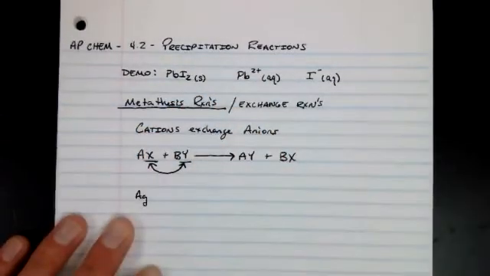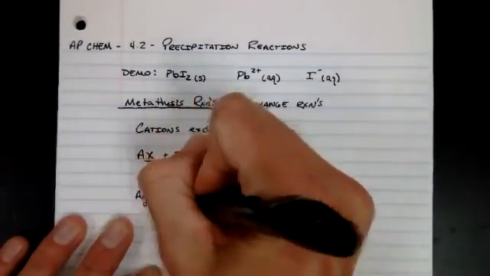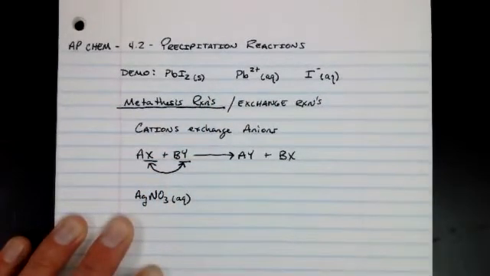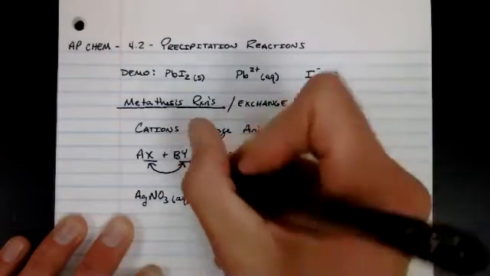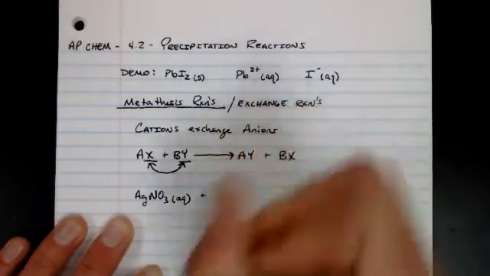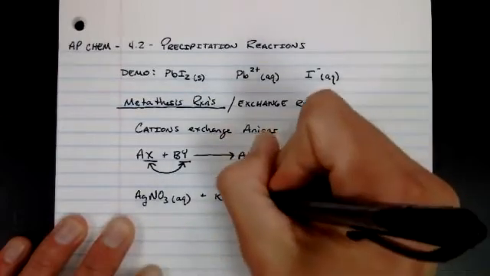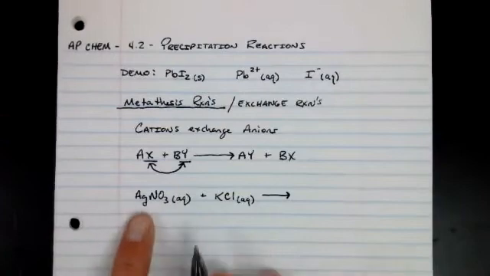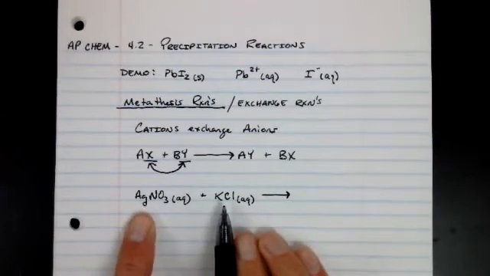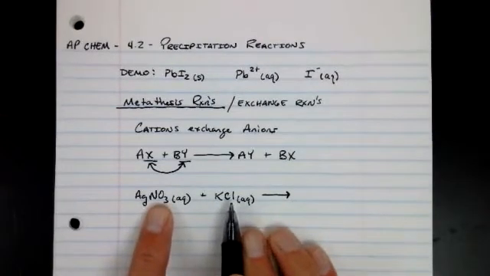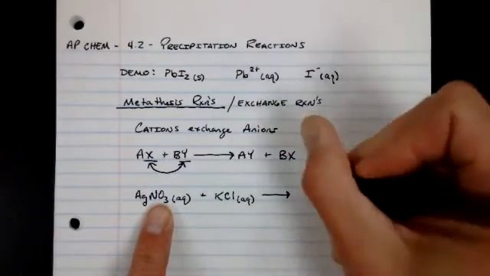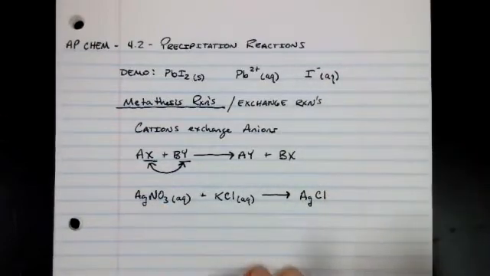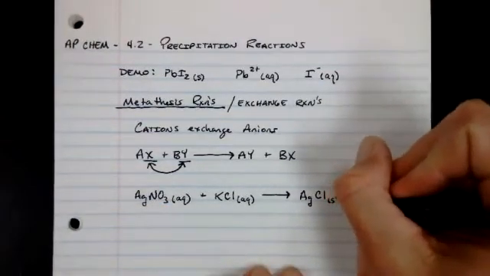You can start with silver nitrate, AgNO3. It's going to dissociate when you mix it with water. You can add that to a little potassium chloride, KCl, also aqueous in nature. The silver and the potassium cations are going to switch their anion partners. So silver is going to end up with chlorine, and that's actually going to be a precipitate.